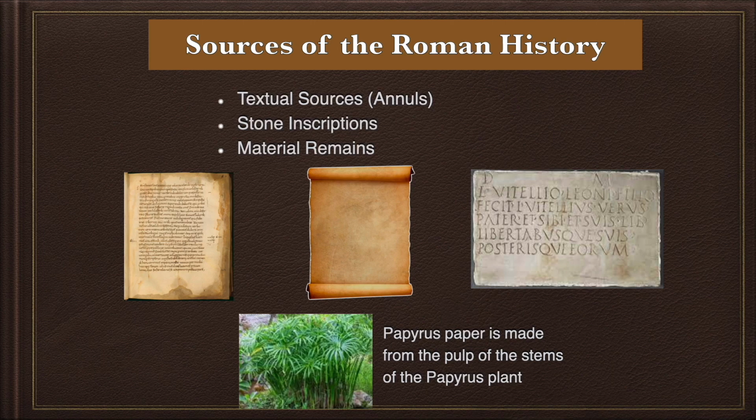There are three main sources of information about the Roman history. The first is the textual annals written by the contemporary historians. The second source is the inscriptions written on monuments. Material remains of the period are the third source of information. The textual history was written on the paper made out of stem of the papyrus plant.